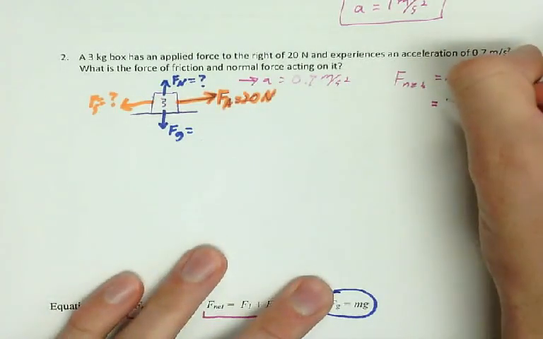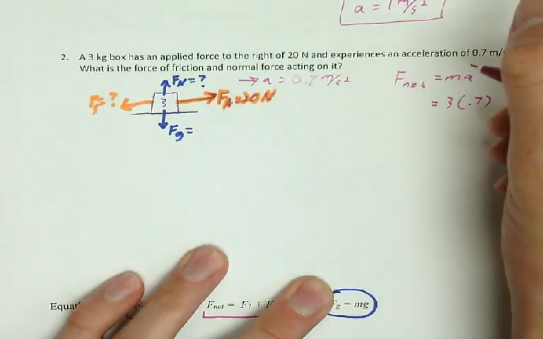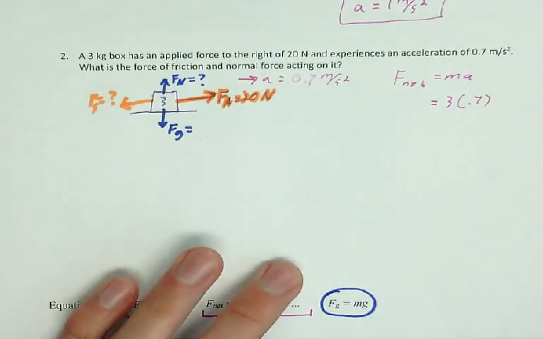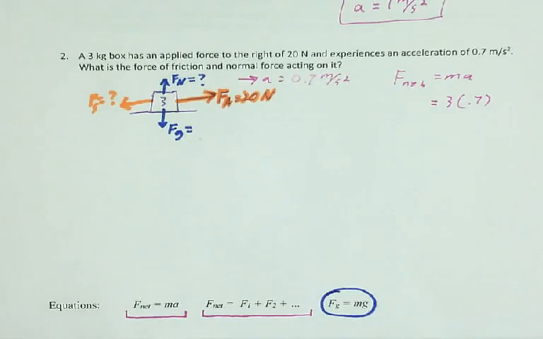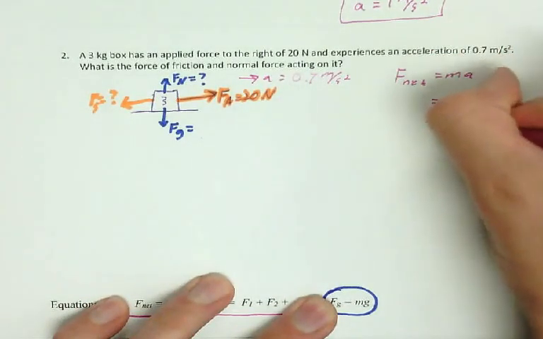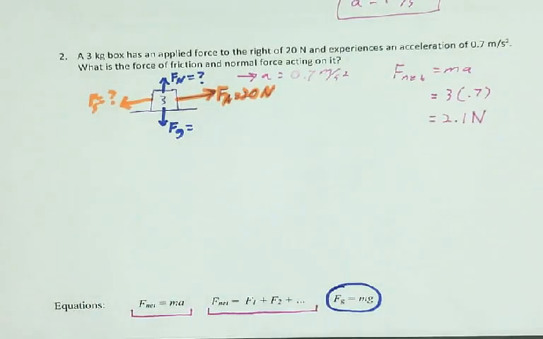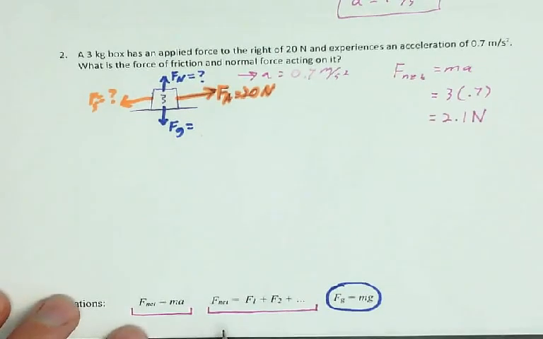Okay, so the mass is 3, the acceleration is 0.7. That's going to find me the net force. So 3 times 0.7 should be 2.1. So now I know what the net force is. The net force is 2.1. So now I'm ready to find the missing force using the other equation.